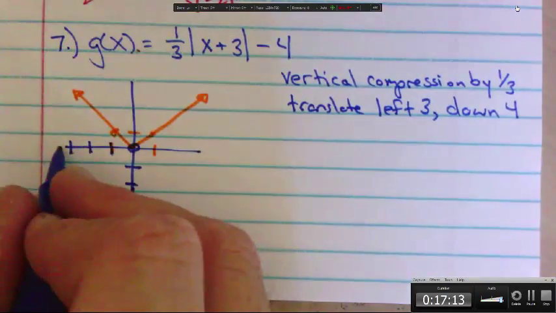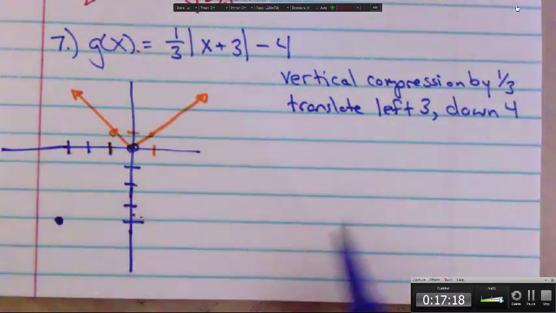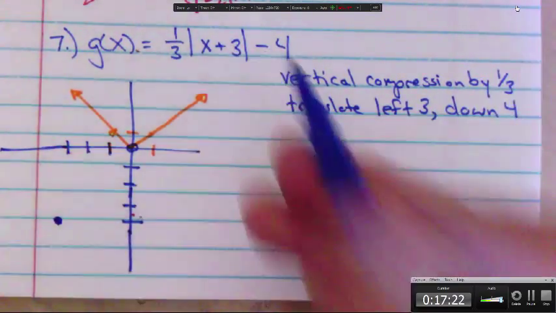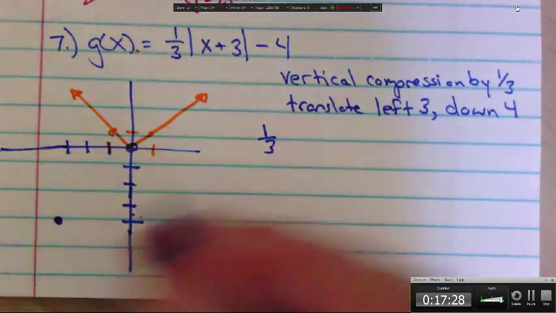Then it has an amplitude of 1/3. So we moved it left 3, down 4. That's taking care of the vertical and horizontal translation. Now we're going to take care of the 1/3. Well, remember, 1/3 is positive, means it should open up.